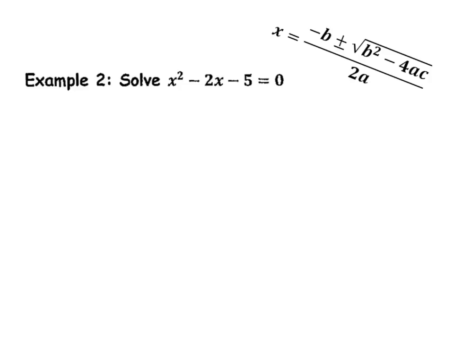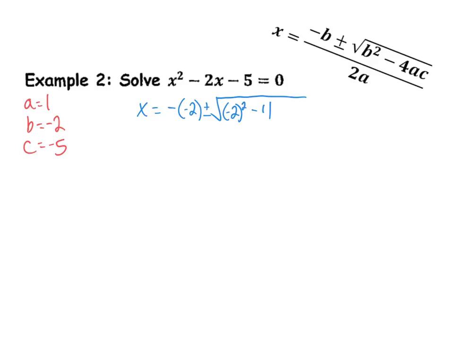First job, identify what's A, what's B, what's C. A is 1. B is negative 2. C is? Okay. All right, so gentlemen that just joined us, here's what we're doing. We're using this formula up here, and we are going to plug in numbers instead of A, B, and C. X equals negative 2 plus or minus the square root of negative 2 squared minus 4 times 1 times negative 5, all over 2 times 1.